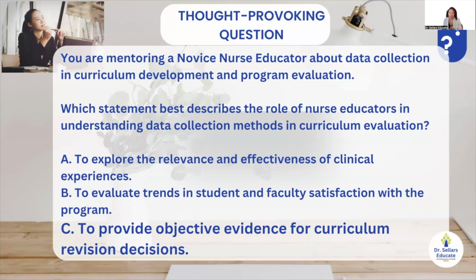Now, A, it talked about exploring the relevance and effectiveness of clinical experiences. Well, that sounds like a pretty good one, right? That's collecting the data that is going to be meaningful and help contribute to our final decisions about changes we want to make. And then evaluating trends, that's good too. However, C is the most comprehensive answer because it's going to take into account A and B. If you didn't choose the correct answer, we don't want you to be hard on yourself. Know that these are thought-provoking questions that are going to help clarify muddy points and direct you to content in the textbook to help you have a deeper understanding of these concepts.